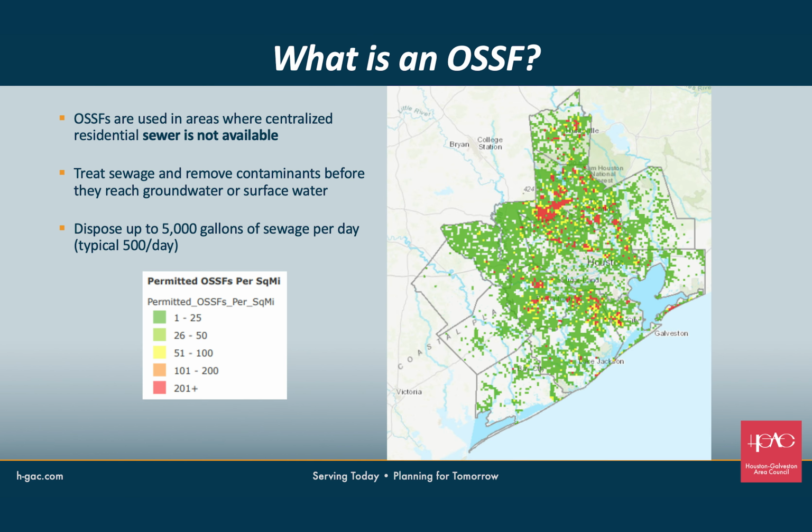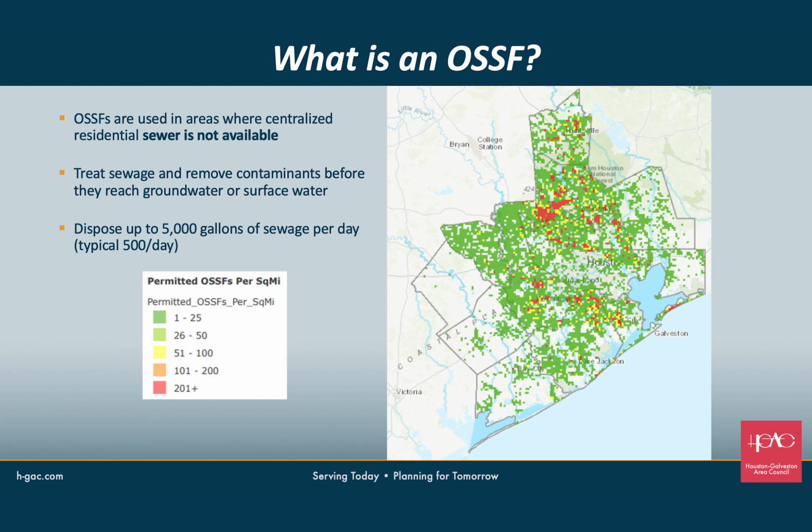OSSFs are used in areas where centralized residential sewers are not available. OSSFs treat sewage and remove contaminants before they can reach and contaminate groundwater or surface water. OSSFs can dispose of up to 5,000 gallons of sewage per day, but typical residential systems dispose of between 500 and 1,500 gallons of sewage per day.